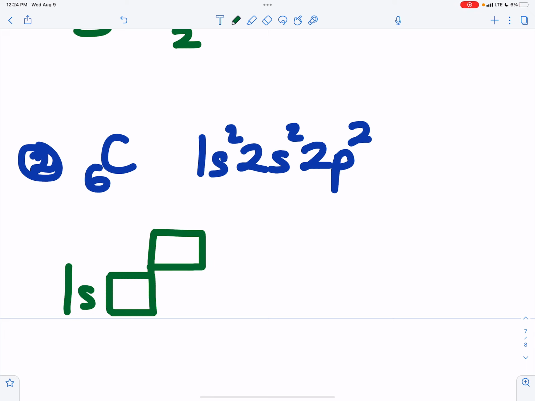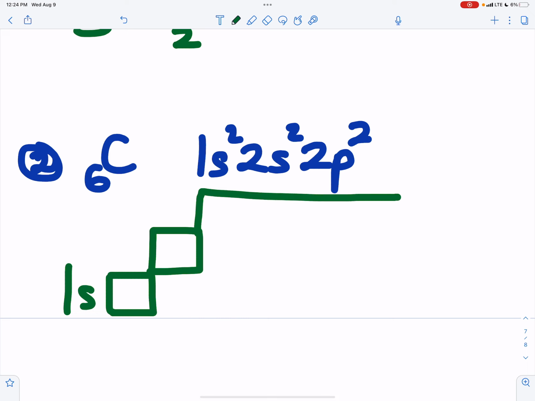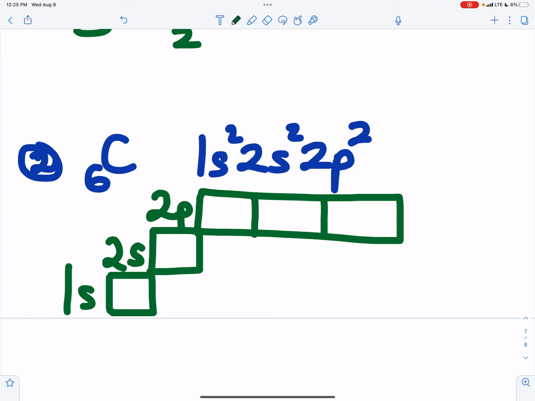2s. 1s, 2s, then 2p. 1, 2, 3. So 2s, 2p. Now, when filling, this is 1s2, so 2 electrons. Also 2s2, also 2 electrons here. Then 2p2 will be 1, 2.